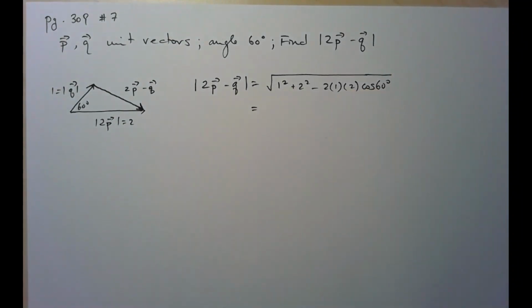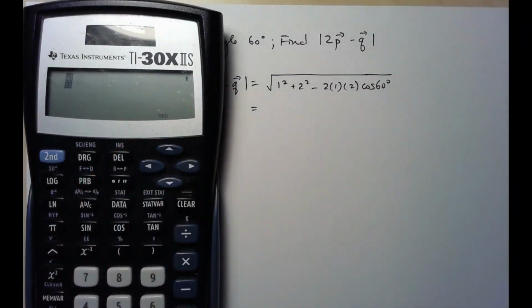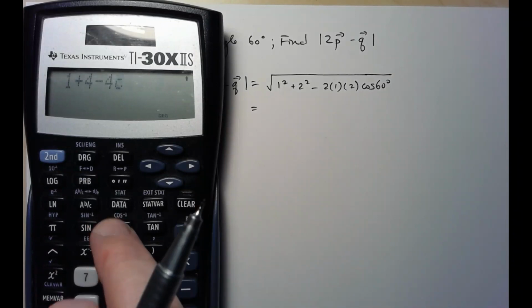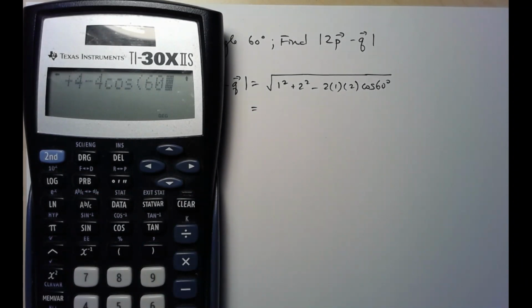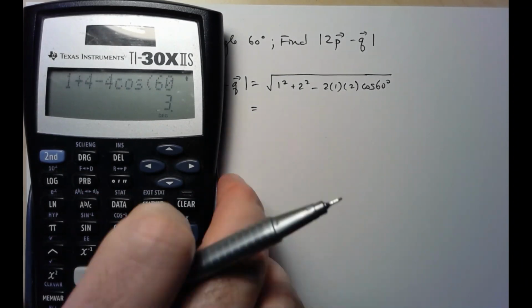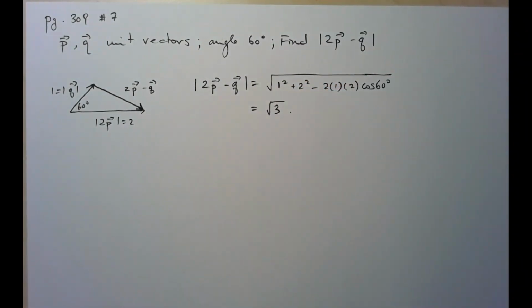And so let's calculate that. So since there's no context here, I'm going to leave it as an exact answer. So we have 1 plus 4 minus 4 times cos of 60. Make sure your calculator's in degrees there. Okay, and looks like we have 3. So the answer is just root 3. Okay, and that's it here.